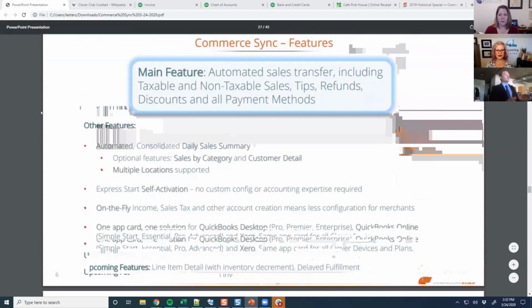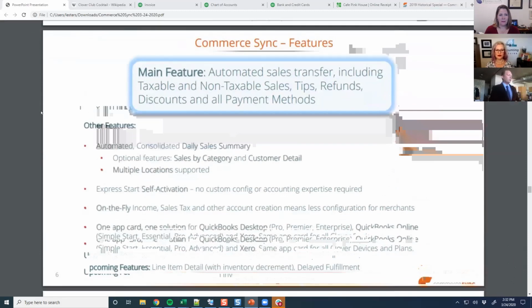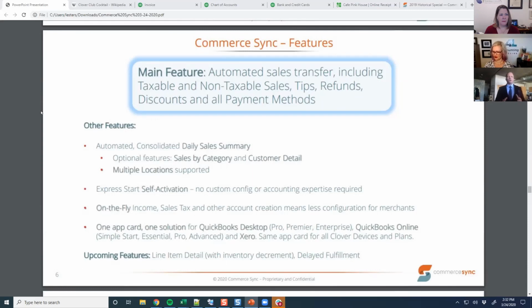So here in the deck is a summary of our top-notch features for CommerceSync for Clover. There are 3 that I want to highlight most today. First is just how easy activation is. Most merchants just want to get things working, and they want to get things working very efficiently.